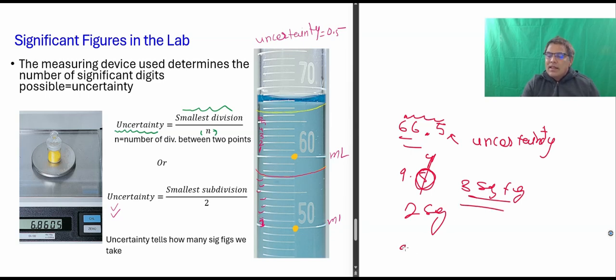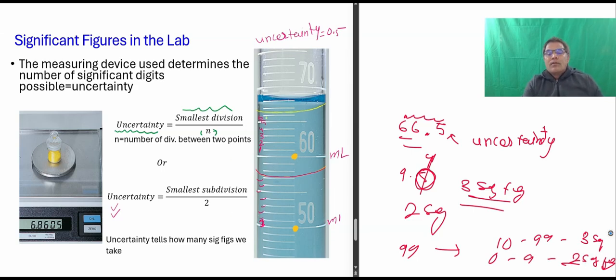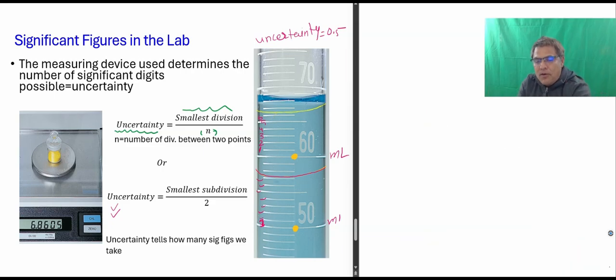Until 99, from 10 to 99 you will take 3 sig figs, and from 0 to 9 you will take 2 sig figs, according to whether it is 0.21 or 0.5. You decide that. That's your power. Okay, so now that's it.